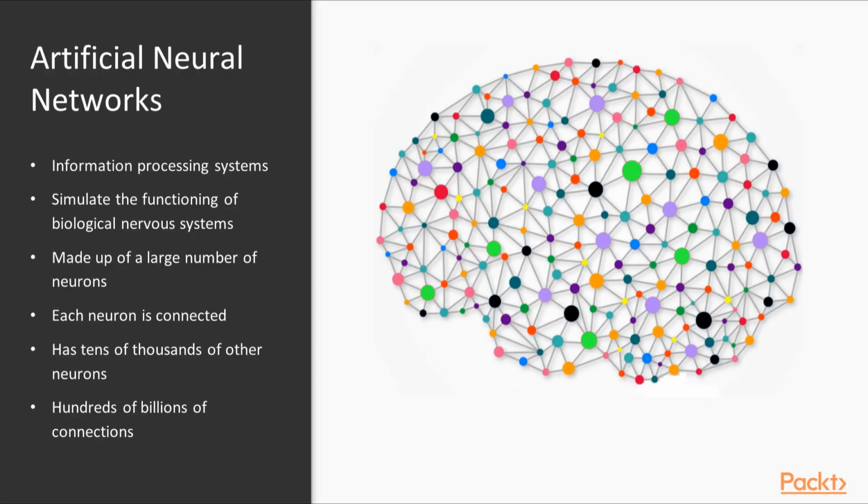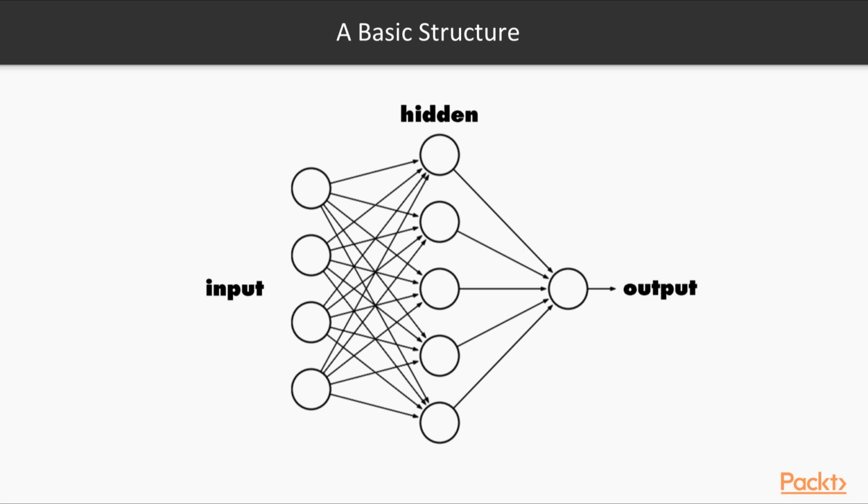ANNs are information processing systems that try to simulate within a computer system the functioning of biological nervous systems that are made up of large numbers of nerve cells or neurons connected to each other in a complex network. Each neuron is connected, on an average, with tens of thousands of other neurons, with hundreds of billions of connections. Intelligent behavior emerges from the many interactions between these interconnected units. Here's a diagram illustrating this concept.